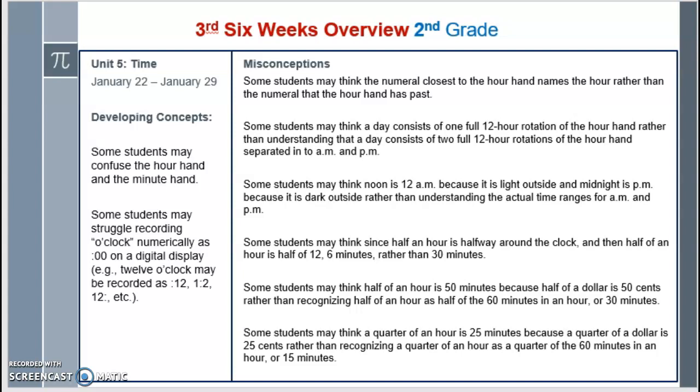Some may think that noon is 12 a.m. because it's light outside and noon p.m. is dark. They may think that since half an hour is halfway around the clock, then half of an hour is 6 minutes rather than 30 minutes. And we need kids to understand that it's half of an hour, which is 30 minutes, not half of 12, which is 6.